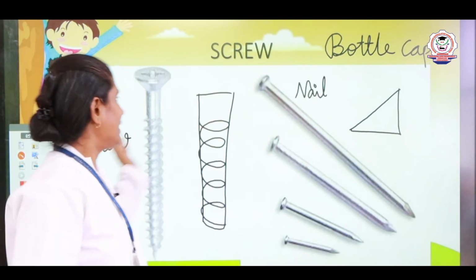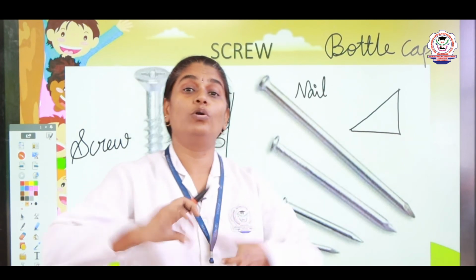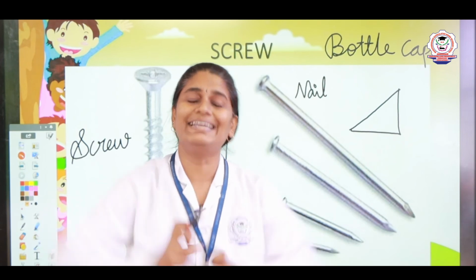Okay. So, these are all the examples of screw. What is the use of screw? The screw helps in holding the two objects tightly together.